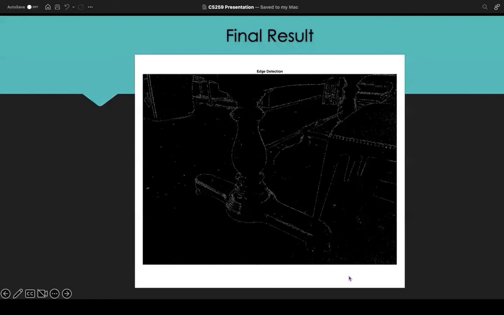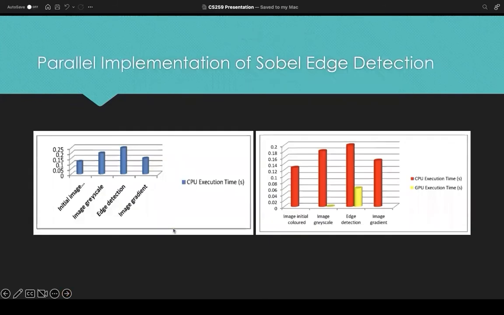Now this image that you can see is when the two filter results are added together to create an accurate representation of all the edges, the X direction and the Y direction in the image. Moving on. Let's have a look at the parallel implementation of the Sobel edge detection.